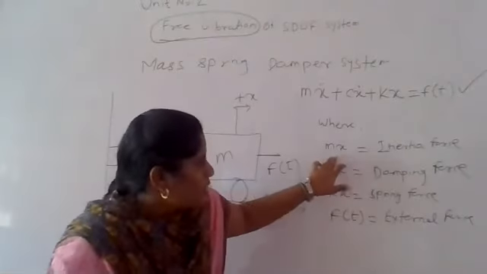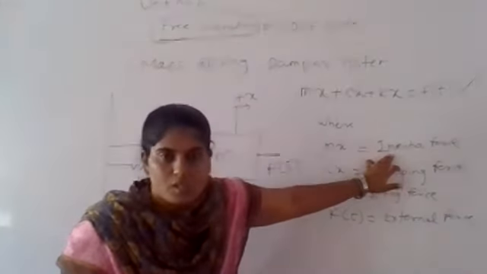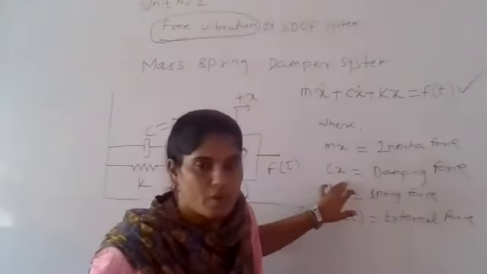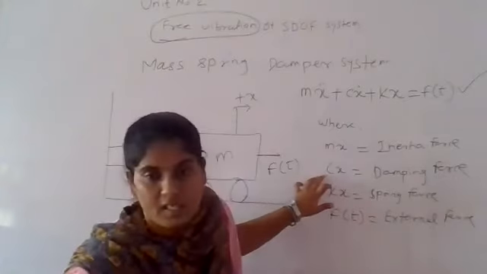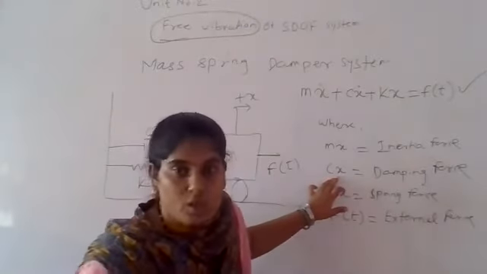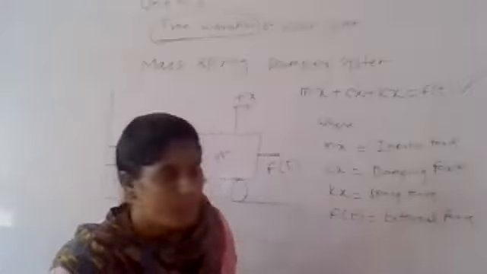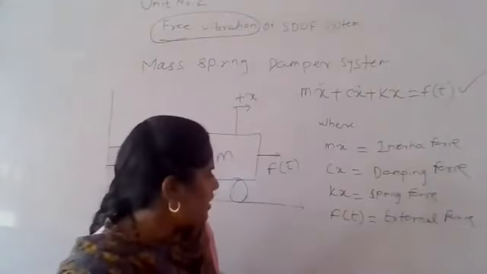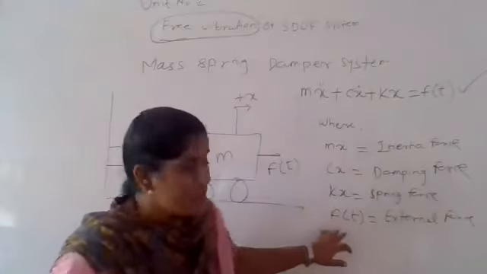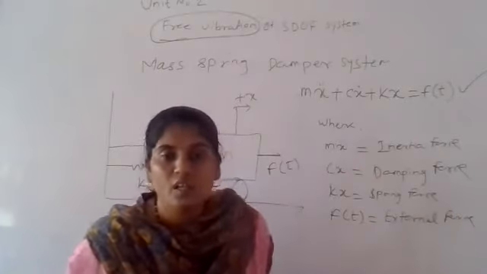बघा लक्षात आलं का, mx double dot is equal to inertia force which is produced in the system. Second you write cx dot, that is the damping force. The damping coefficient is c, and the damping force produced is cx dot. And third one is the spring force kx, which will be produced in the system. And last one, f of t, is the external force.